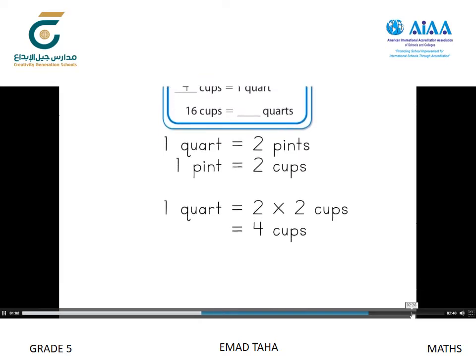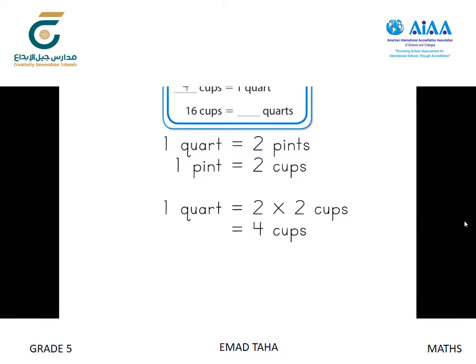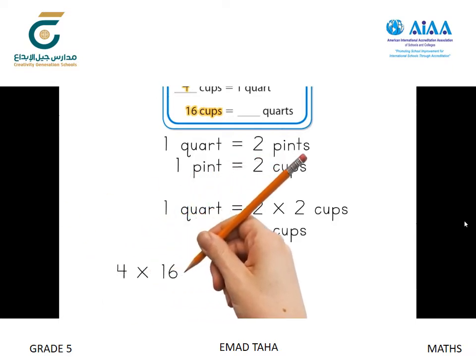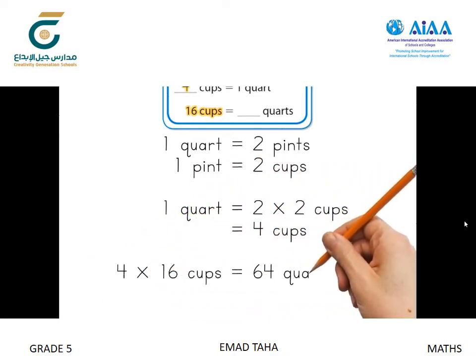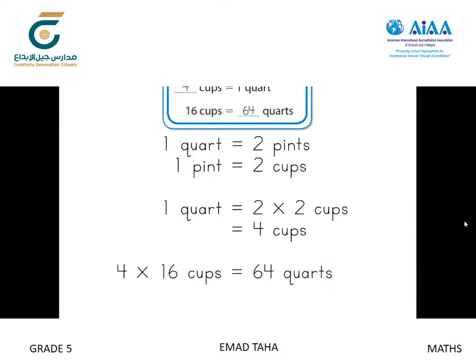To do this, some students may reason that, because they used multiplication to complete the first equation, they should multiply again, 4 times 16 cups. They find that 16 cups is equivalent to 64 quarts. Help these students analyze whether their result is reasonable. Ask whether cup or quart is the larger unit.